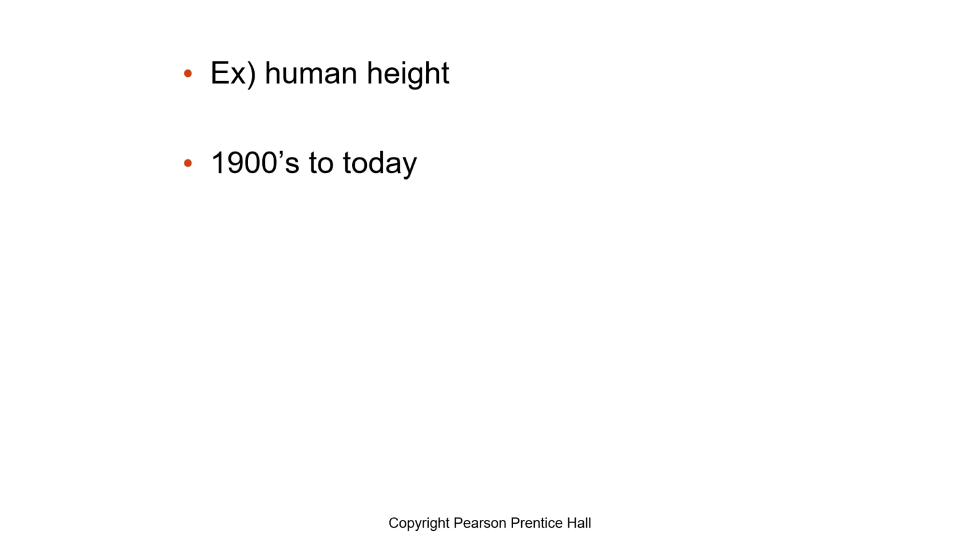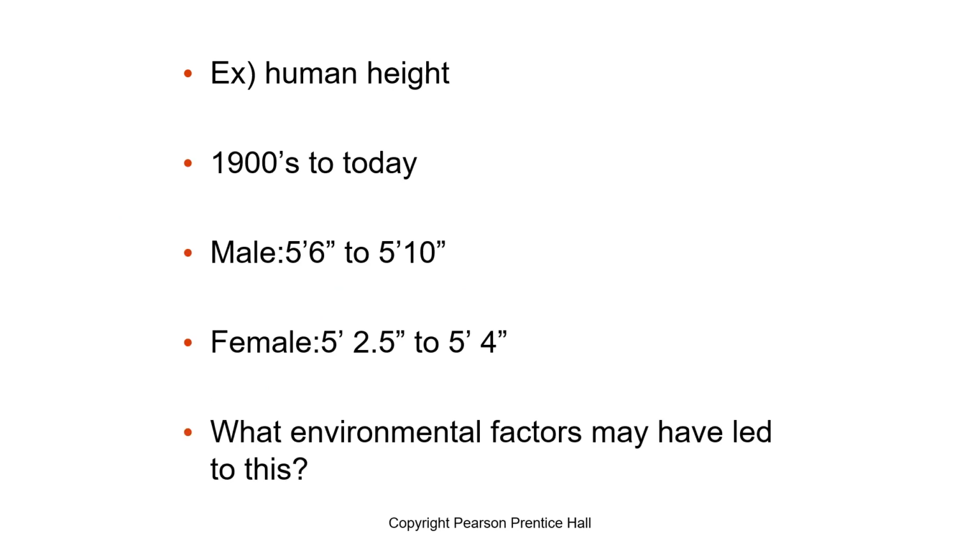Human height is an example of this. So we've actually seen this happen. Early on, we've seen a progressive increase in size in males and in females over time. So this is an example of directional selection.